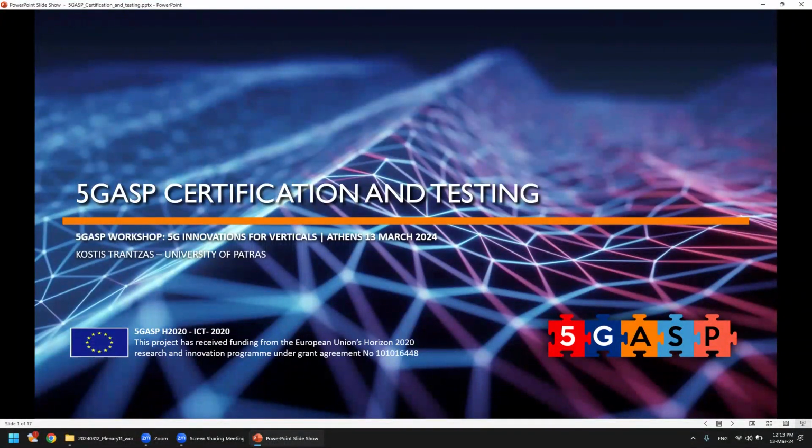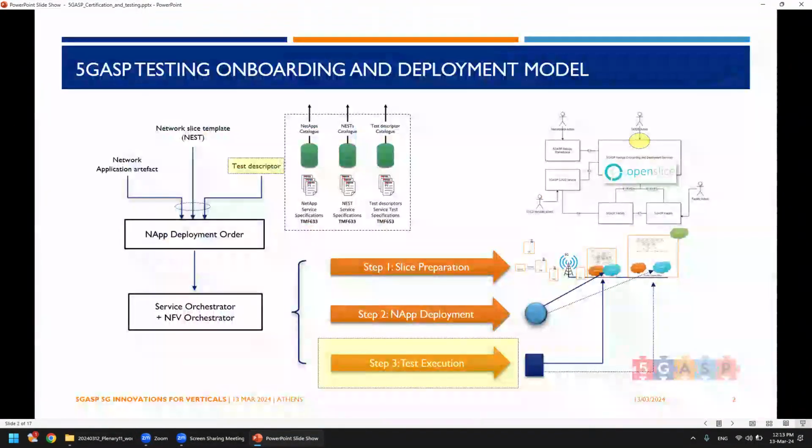This will be the final presentation of the morning session for today, which is the certification and testing. Some introduction was actually made by Rafael regarding the 5G readiness tests, but you will see that 5GASP is more than that, and it awards a certificate when some network application also follows some specifications.